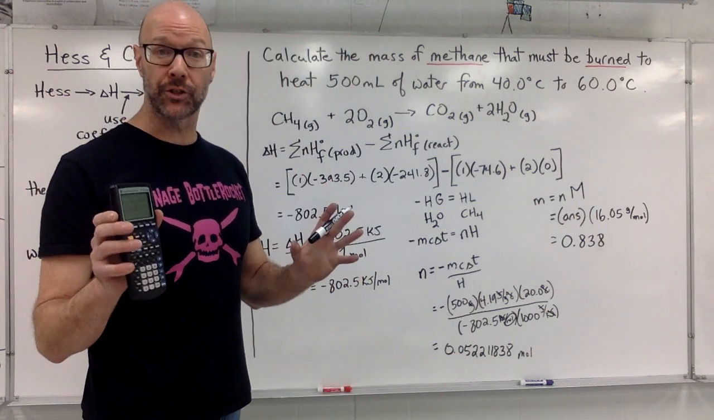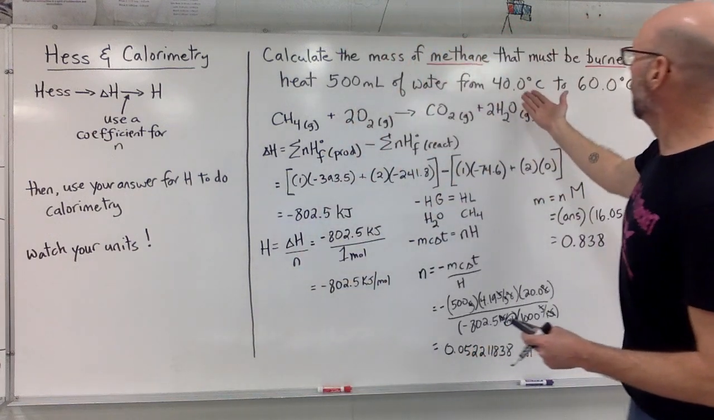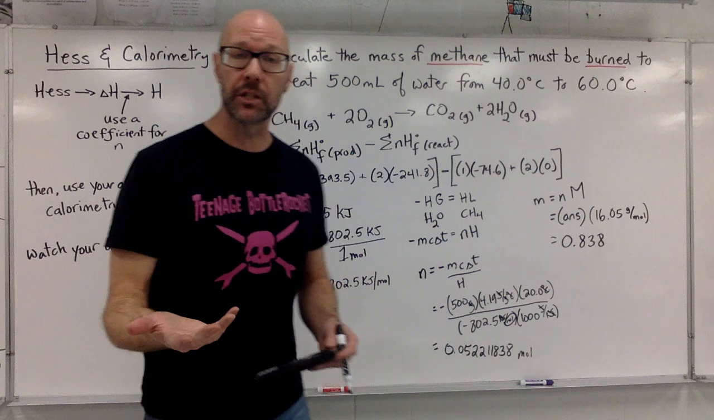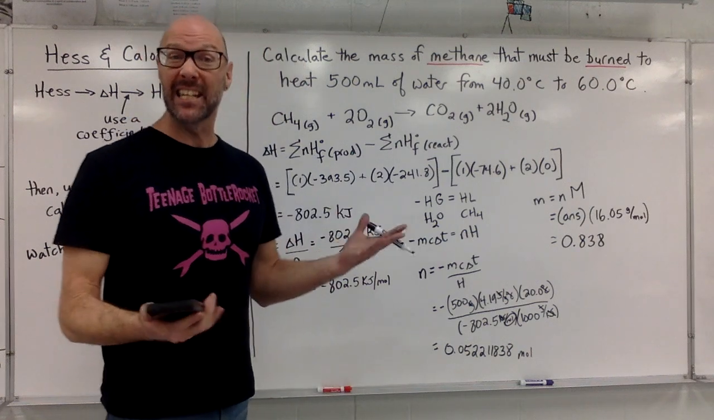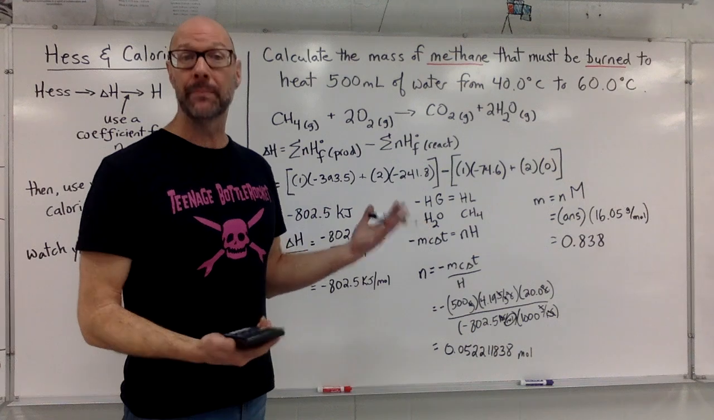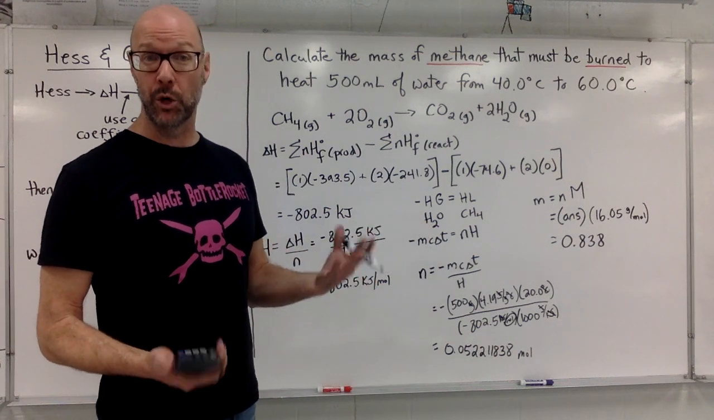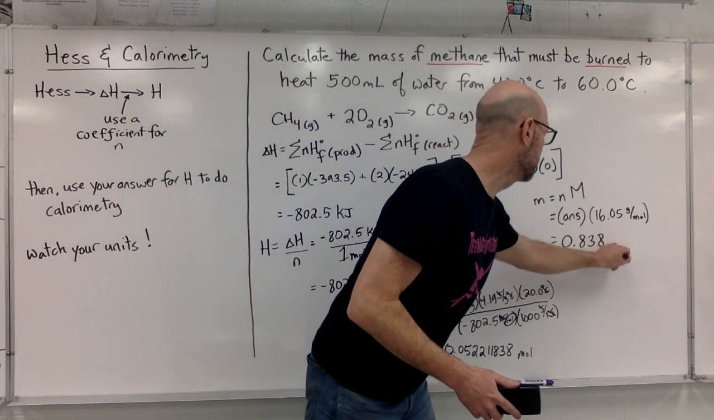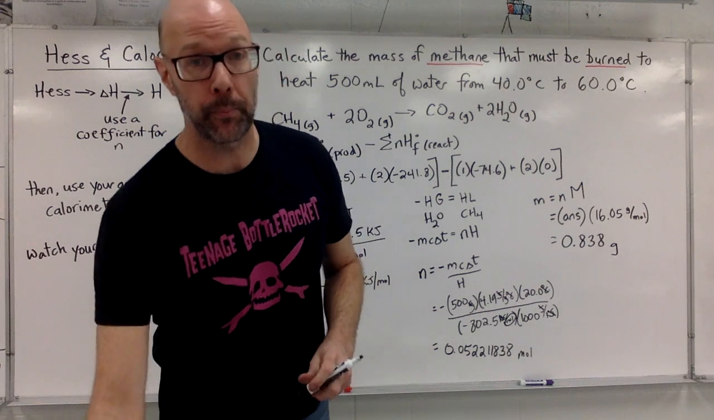I wrote the whole thing down. It's my raw answer. I go back and look at the question. 500, 40.0, 60.0. All of the numbers given to me by the problem had 3 significant digits. Conveniently, my answer here already has 3 significant digits. So all I need to do to wrap this up is get the units in there. This is the mass in grams.